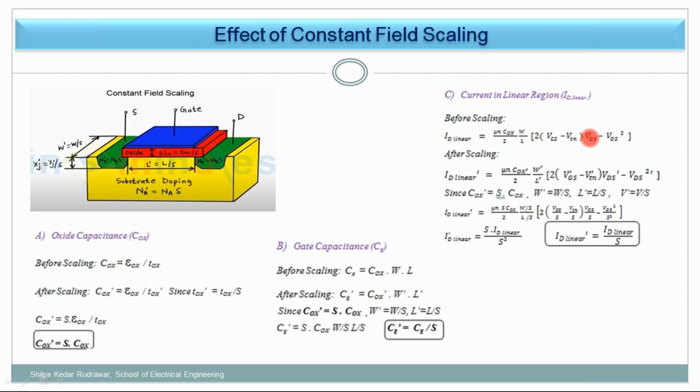VDS will be scaled down by S, so VDS by S होगा. और यहाँ पे VDS square है, so according to that it will change. So VDS square by S square. So what you need to do, everything you need to replace by the scaling value. So here W dash, L dash, VGS dash, VTN dash, VDS dash. Likewise, we have written this equation in this way.